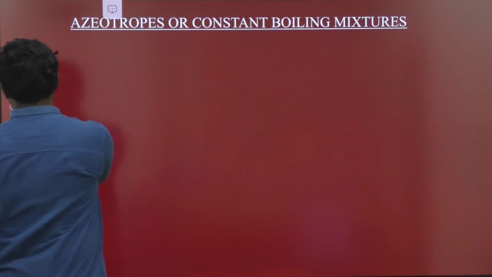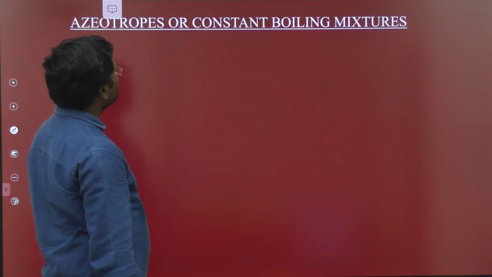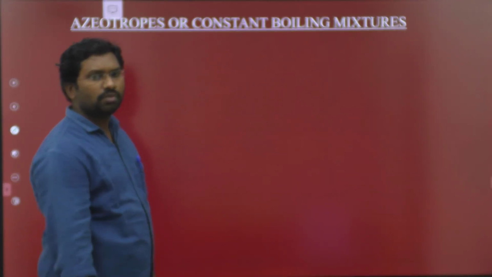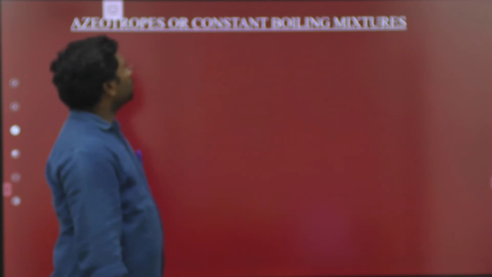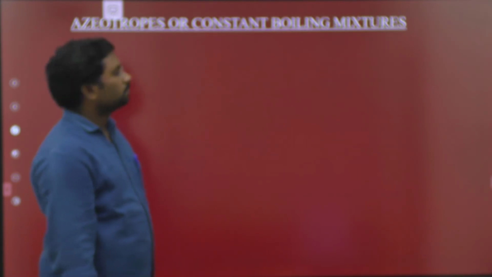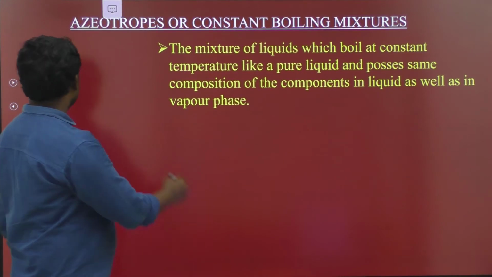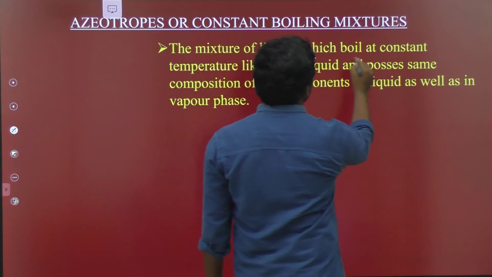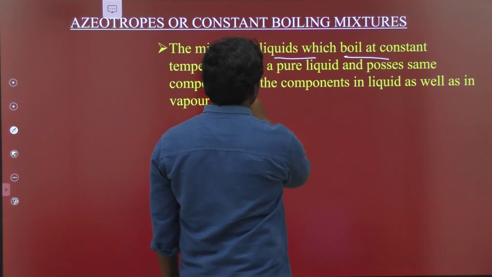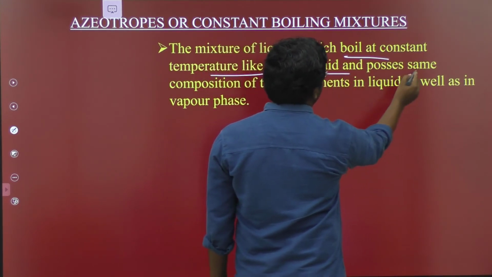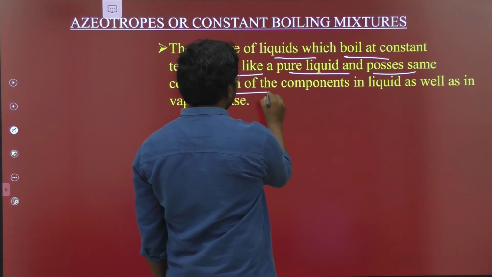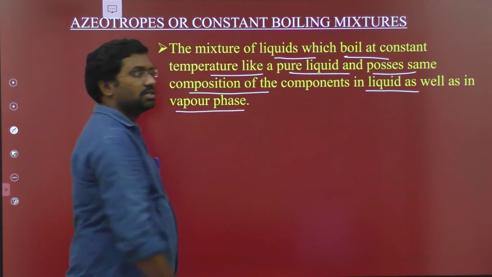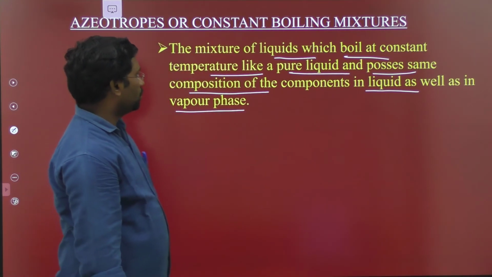Come to the next concept. Azeotropes are constant boiling mixtures. This is another topic. Look at the definition: a mixture of liquids which boil at a constant temperature like a pure liquid and possess the same composition of the components in the liquid as well as in the vapor phase. This is the definition of azeotropes.